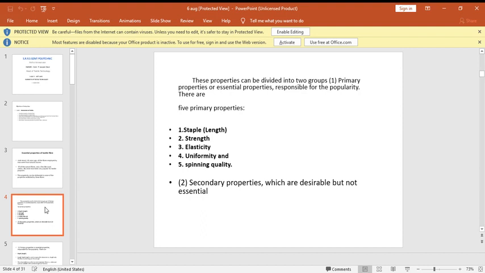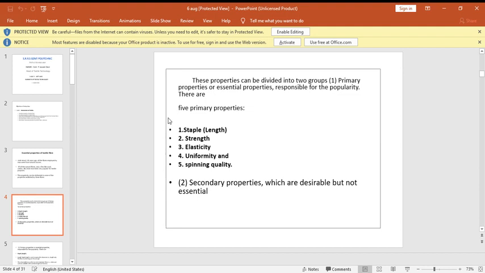These properties can be divided into two groups. First one is primary properties or essential properties responsible for the popularity. There are five primary properties: staple length, strength, elasticity, uniformity, and spinning quality. And secondary properties, which are desirable but not essential. So the primary, essential properties are also called primary properties, and the desirable properties are also called secondary properties. First we are going to learn about essential properties.